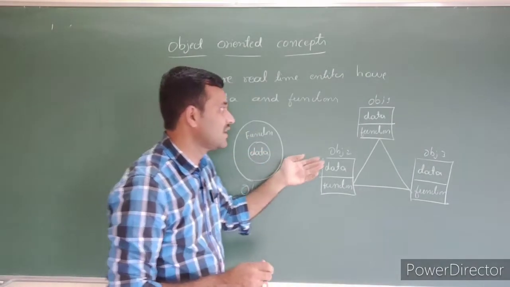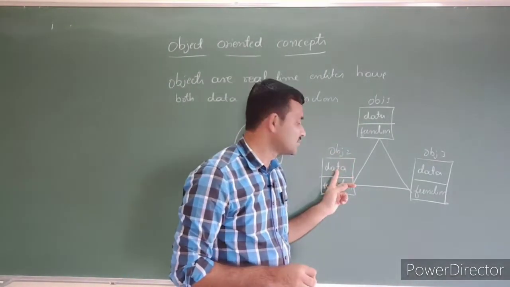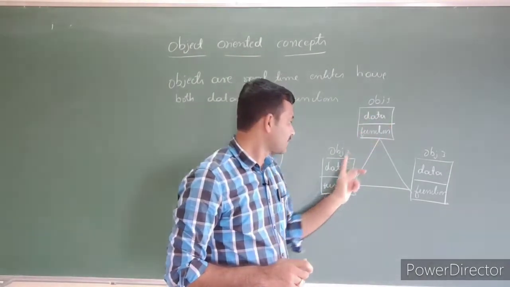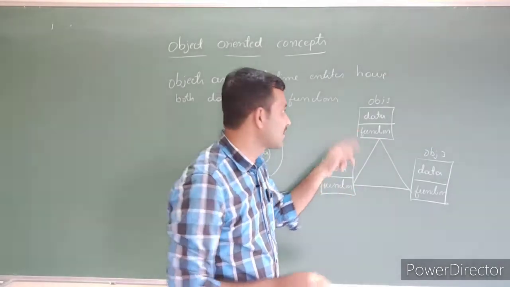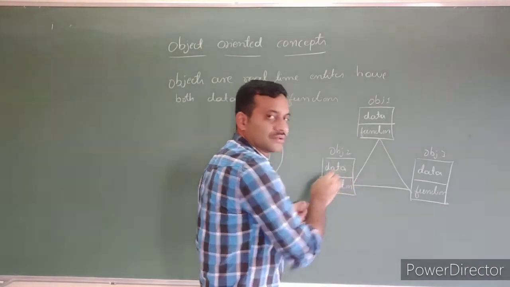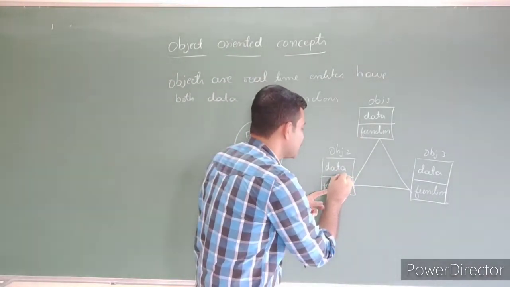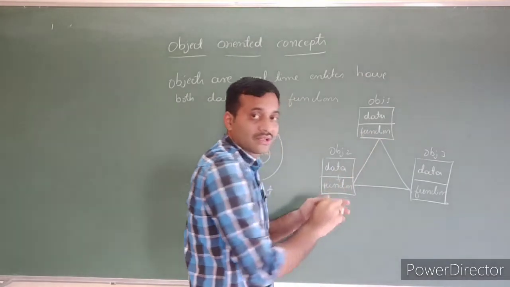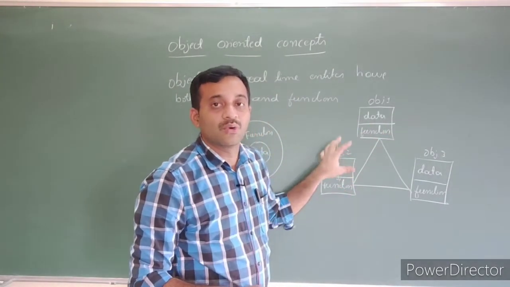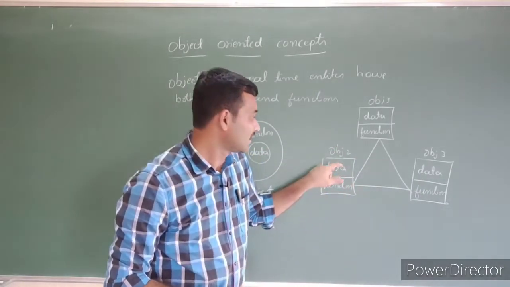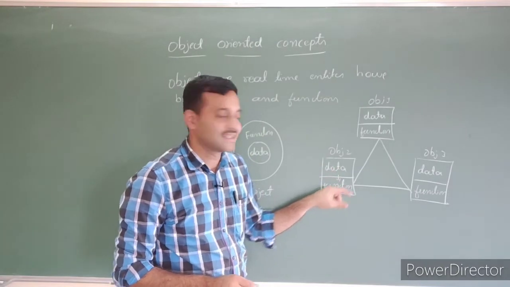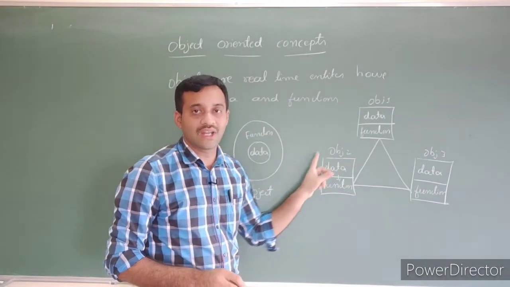See here, if object 1 wants to access data from object 2, it communicates with its own function, then the function of object 2. The function of object 2 then sends the data to object 1. An object cannot directly access the value of another object. It goes only through the function, because data are hidden. That is the concept of object-oriented.